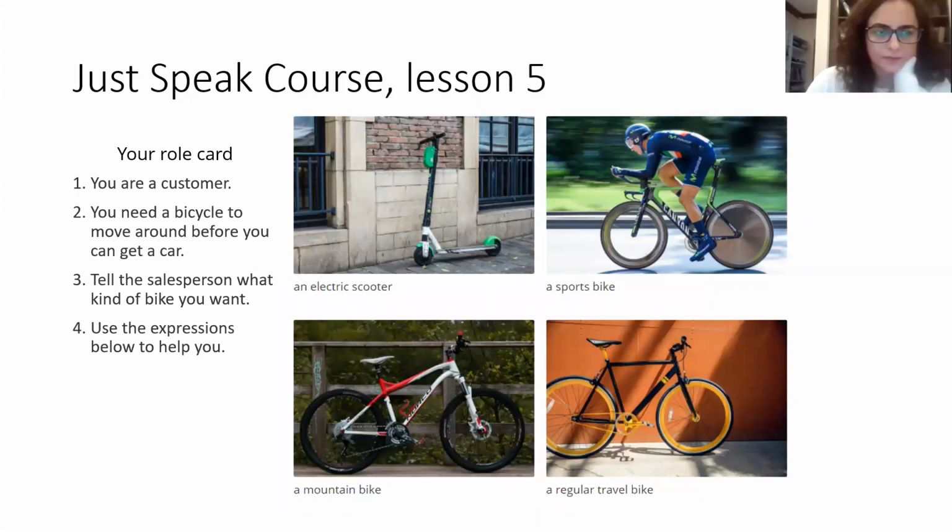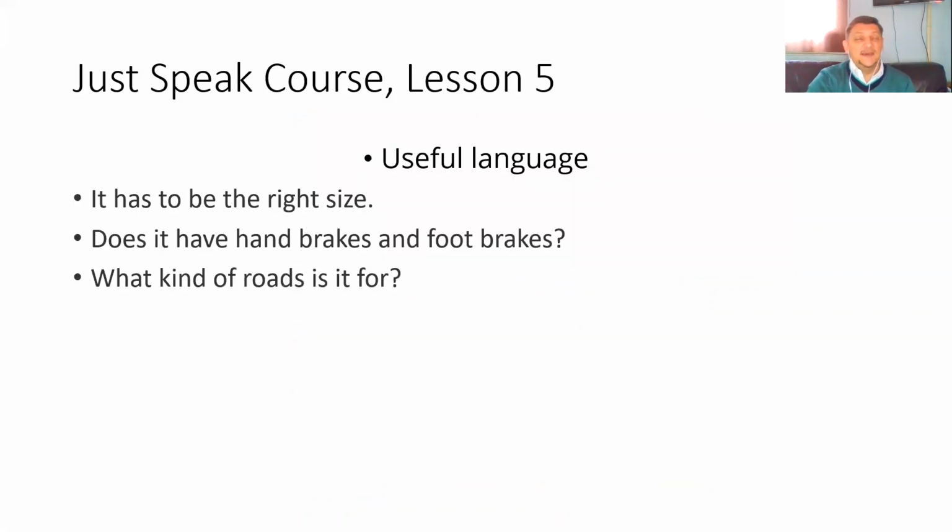So they move from one department, then they go to the next department, the sporting goods department, sports goods. And this is the role card. They're the customer. They need to buy a bicycle to move around before they can get a car. And they decide what kind of bike they want, and they have some expressions to help. So basically, this exercise is not focused on vocabulary so much as on the procedure of buying things.